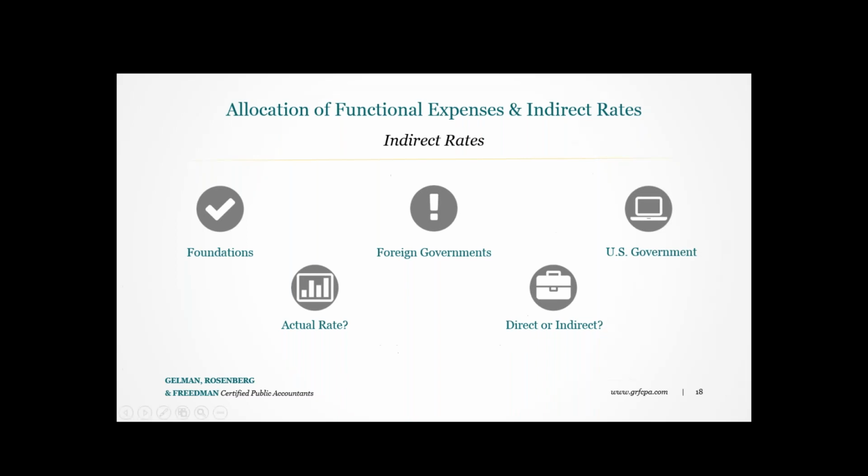Organizations receive a variety of funds from a variety of donors, including foundations, foreign governments, and the US government, and cost recovery may be different based on different assumptions, which could yield an optically different percentage, lower or higher, but with different reimbursement assumptions.